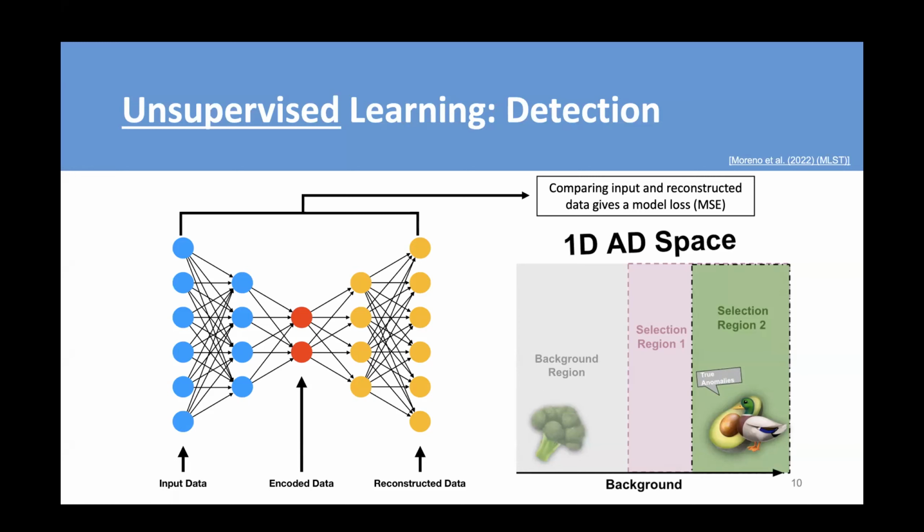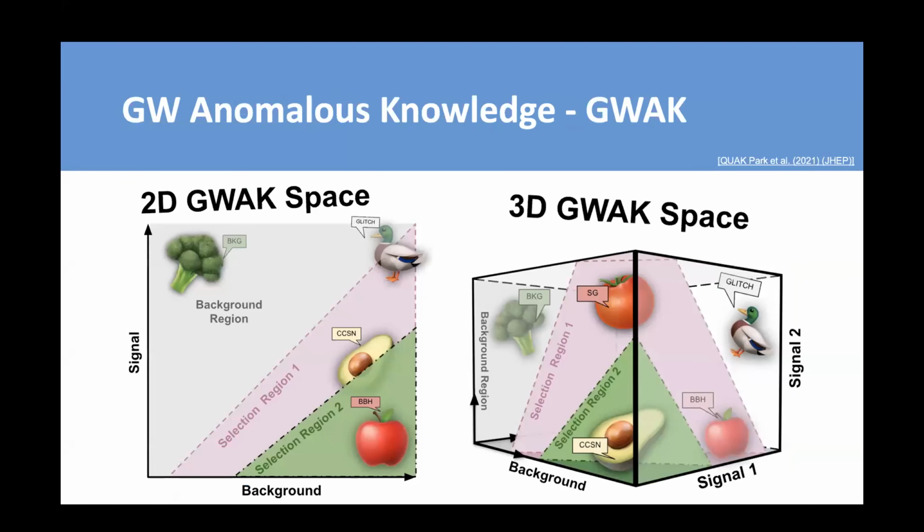Generalizing past this, maybe you can see now where we're going. A one-dimensional anomaly detection space maybe isn't going to capture all of the physics, all of the knowledge that we have already as humans. So you can take this a little bit further and make a gravitational wave anomalous knowledge space, we call it, or the guac space. And so that's why we're using avocados, by the way.